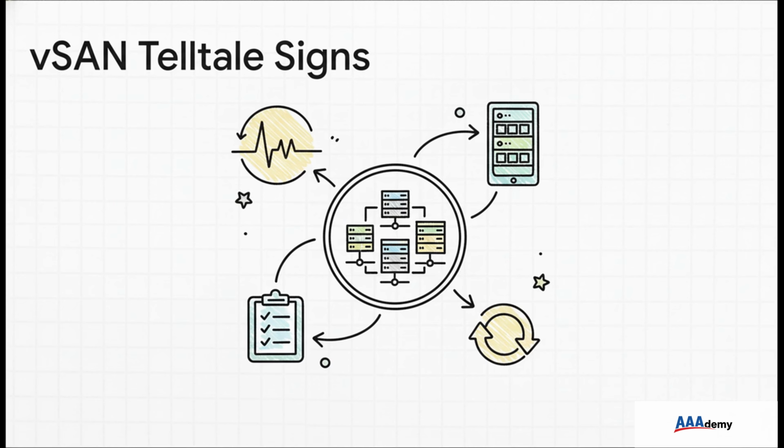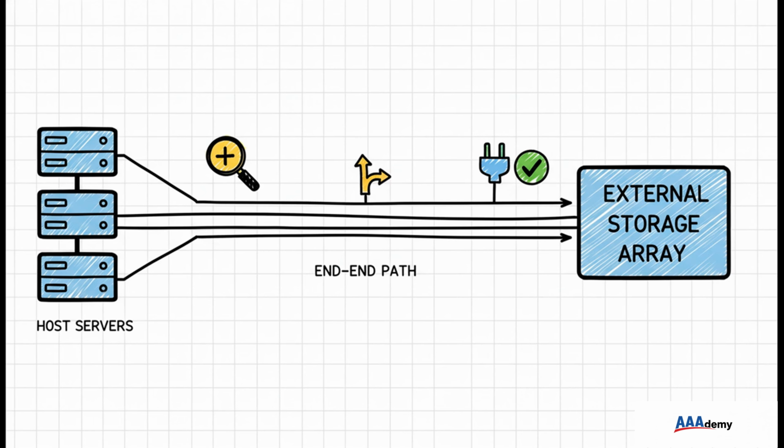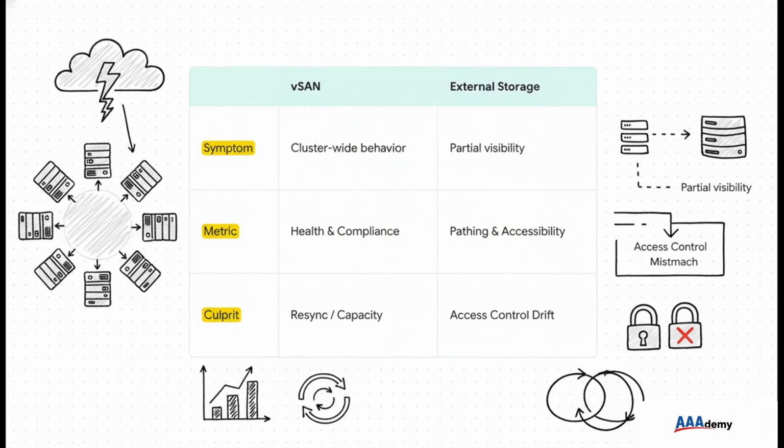Now, with external storage, your focus completely shifts to that end-to-end path. First question, is datastore accessibility consistent across all your hosts? If not, stop there. Then you dive into pathing and multipathing. Has a path gone down? And finally, you check the health of your specific protocol, whether that's network-based like NFS and iSCSI or fabric-based like Fibre Channel. So let's boil this all down into a quick cheat sheet.